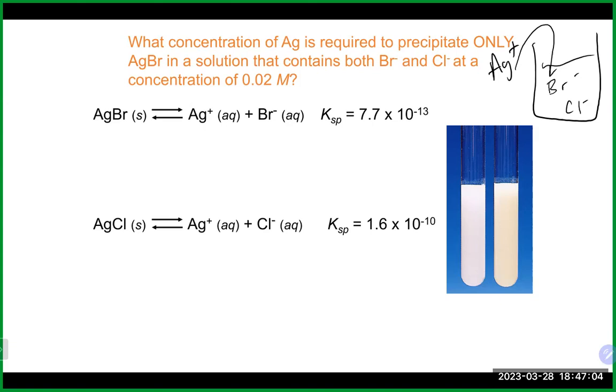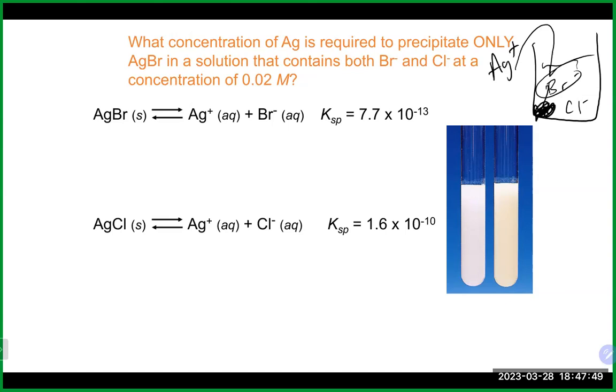So we could actually use Ksp to our advantage to help us understand what we should do in terms of the silver concentration to precipitate out only one of those ions at a time. In this question, it wants to know what concentration of silver you would need to precipitate out just the silver bromide and leave the chloride ions floating around in the solution, if you had those ions in a concentration of 0.02 molar. Your goal is to add the silver, take out the bromide as a solid, and leave the chloride still floating around.